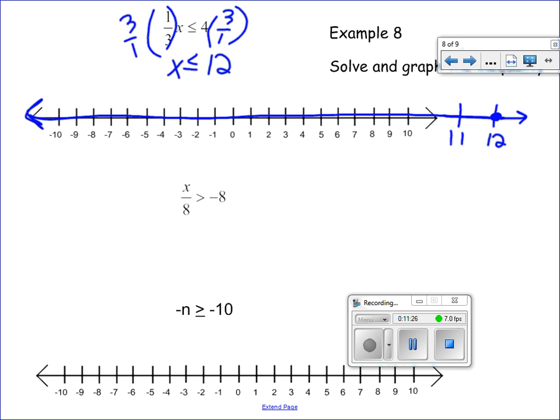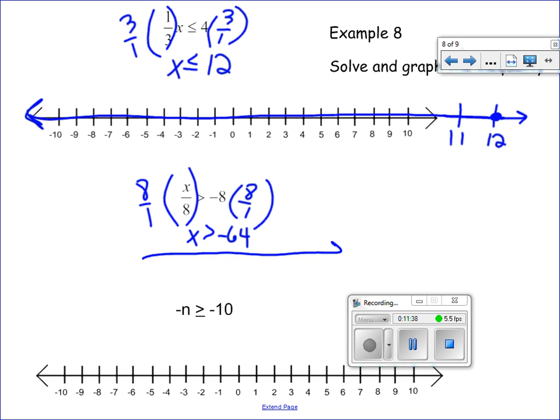Now on this example, we're going to solve the inequality by multiplying each side by 8. x is going to be greater than -64. This one, if you're ever asked to actually plot it on a number line, just draw a number line, plot the -64, and a number that will come before, and a number that will come after it. It's greater than, open circle, to the right.